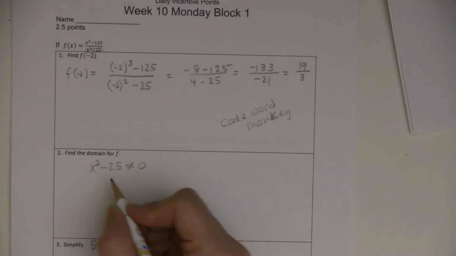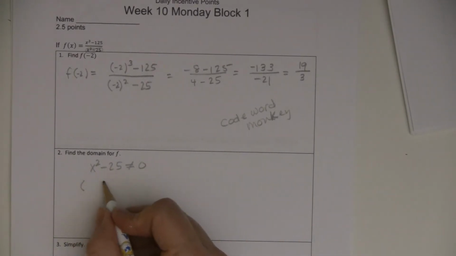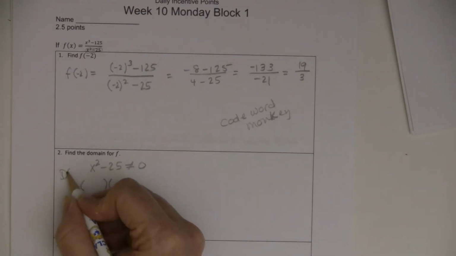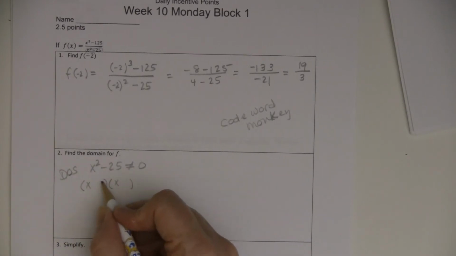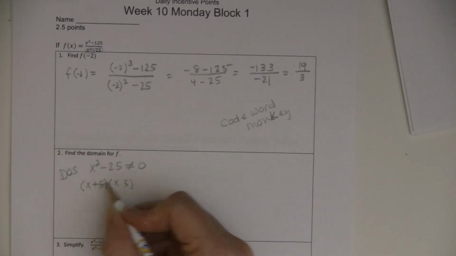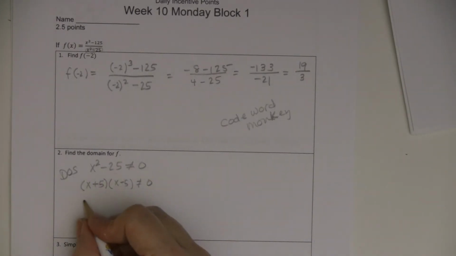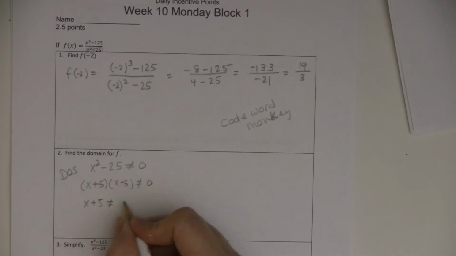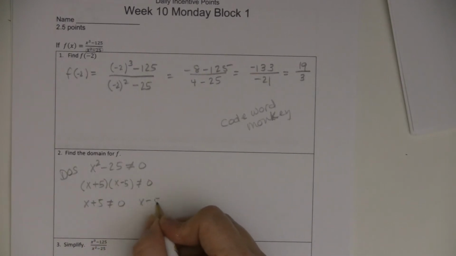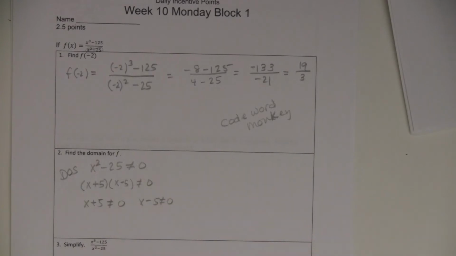So if I factor that, that's a difference of squares. So that's a DOS, right? x, x, 5, 5, a plus and a minus. I don't want that to equal 0. So x plus 5, I don't want that to equal 0, and x minus 5, I don't want that to equal 0, because I don't want the denominator to be equal to 0. So I want to pick anything except for these values. So I'm not going to pick -5, and I'm not going to pick +5.